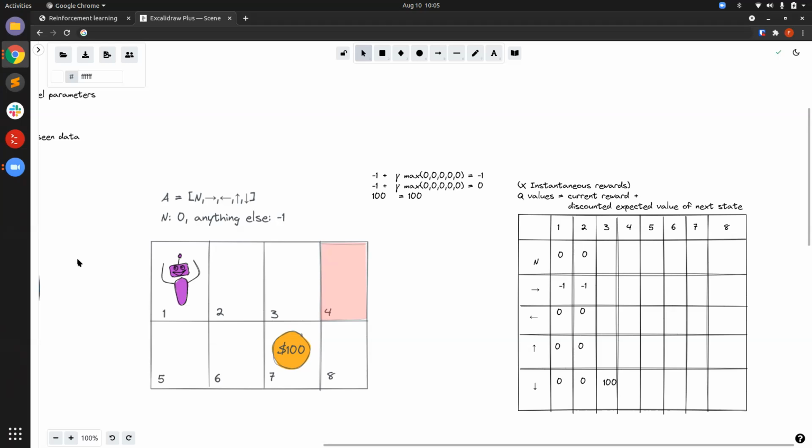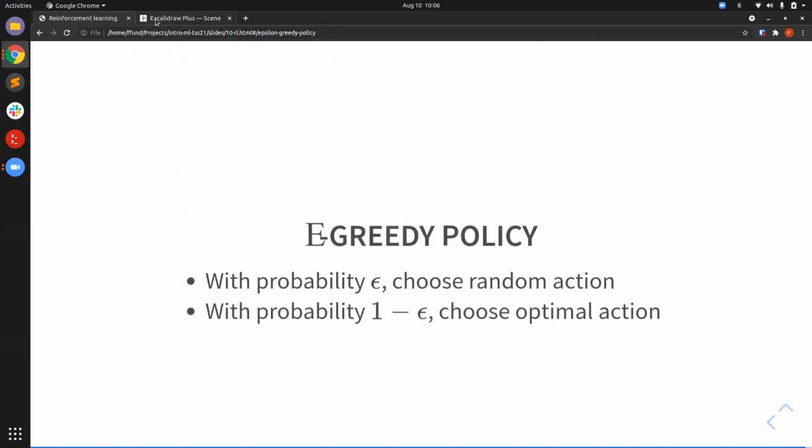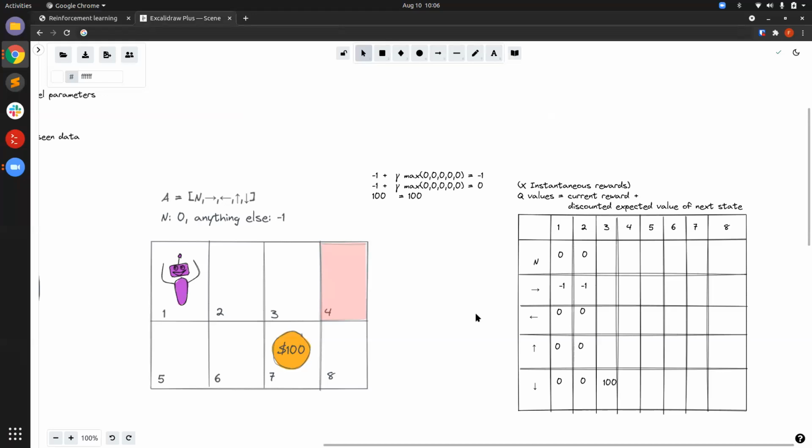Let's say I'll decide that for a given state, with some probability, I'll pick an optimal value, and with some other probability, I'll pick a random value. This is called an epsilon greedy policy. So I want to trade off exploration, which is finding out about the environment and rewards I haven't encountered yet, and exploitation, so take the action that maximizes the reward based on what you know about the environment. With some probability epsilon, I choose a random action. Otherwise, I choose an optimal action.